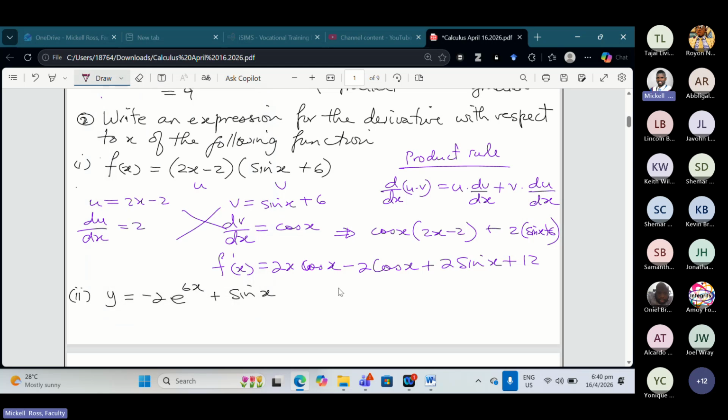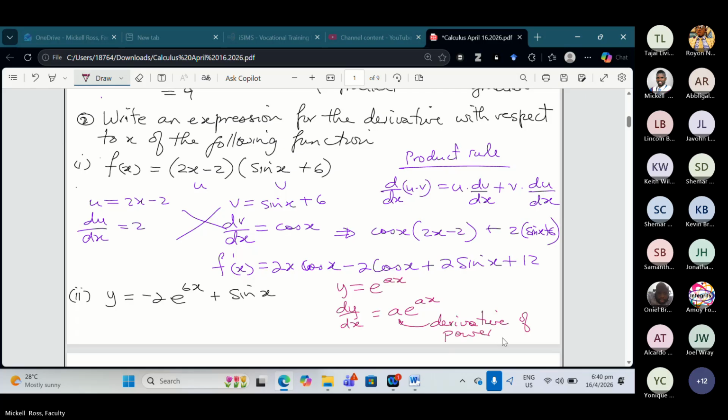Now, bear in mind, if we have y is equal to e to the ax, then the derivative is going to be equal to a times e to the ax. All right. So here is going to be the derivative of the power.